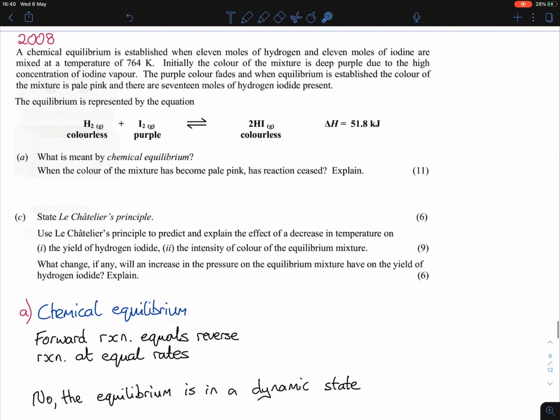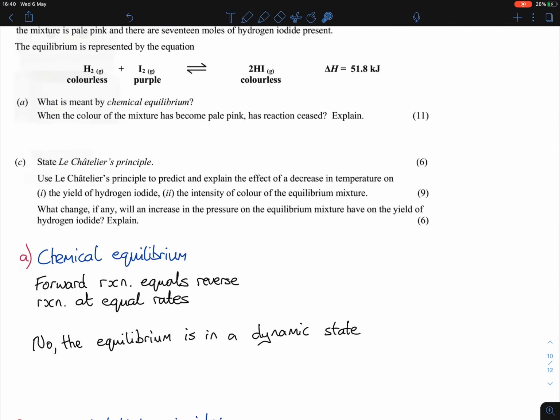2008, everybody. So we're going to skip all that for a moment, and we're just going to go down to part A. What is meant by chemical equilibrium? The forward reaction equals the reverse reaction at equal rates. The colour becomes pink. Has the reaction ceased? And explain. Well, we can see here we're going from a purple to a colourless, so in between there would be pink. The reaction is at an equilibrium, and no, it has not ceased because equilibrium is a dynamic state, which is what these arrows mean here.